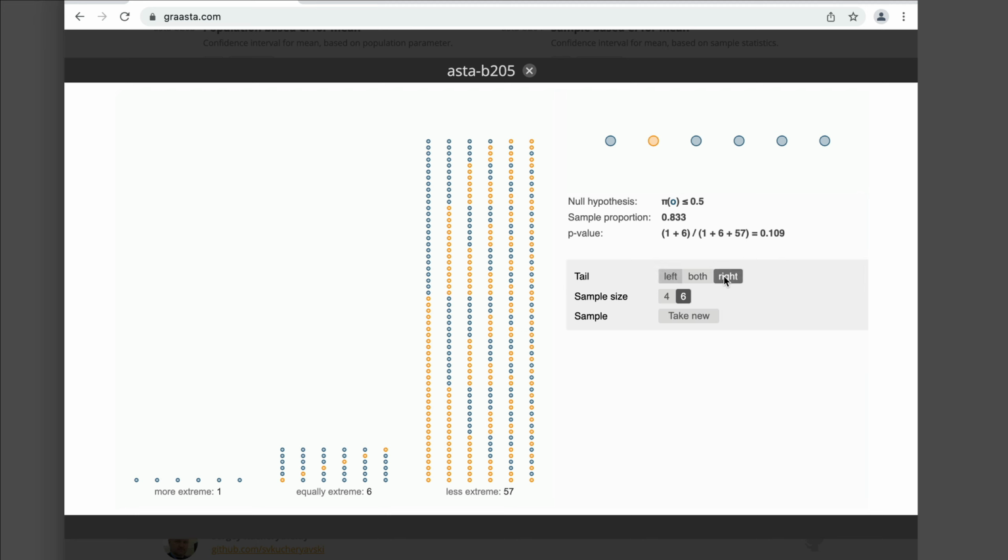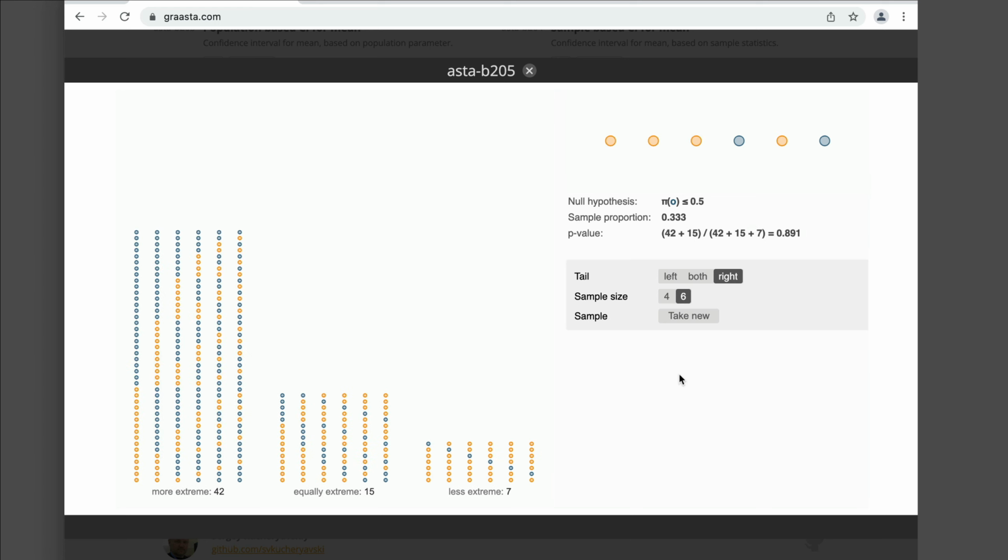But if I use the right hypothesis, this is less likely, right? So now I expect that the number of blues should be smaller than 50%. But you can see that the number of blues I have is 83%. So again, I can compute the p-value: these are all values equally extreme. This is more extreme. This is less extreme. So I take the sum of these two and divide by the total number of outcomes, and I get a p-value of 11. Right. So this is how it works.